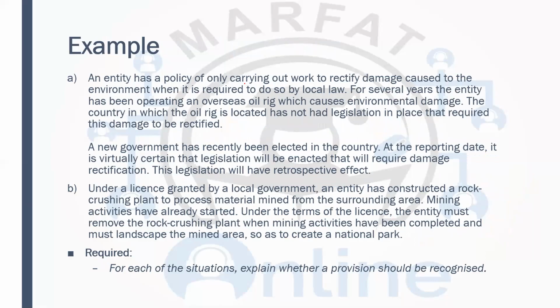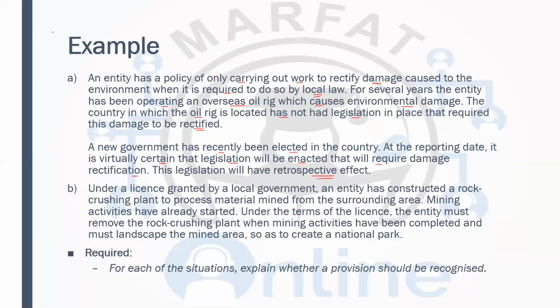Now you have an example. An entity has a policy of only carrying out work to rectify damage caused to the environment when it is required to do so by the local law. For several years, the entity has been operating an overseas oil rig which causes environmental damage. The country in which the oil rig is located has not had legislation in place that required this damage to be rectified. A new government has recently been elected in the country. At the reporting date, it is virtually certain that legislation will be enacted that will require future rectification. This legislation will have a retrospective effect. Now, retrospective means when the legislation comes, even the current contracts will be required to fix the damage.